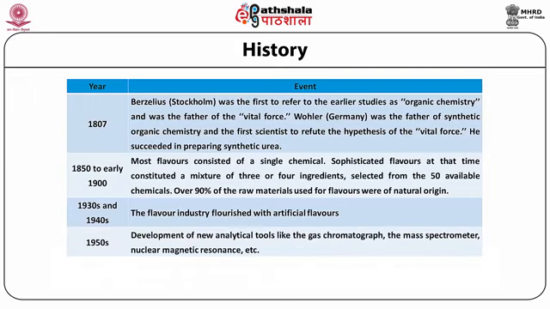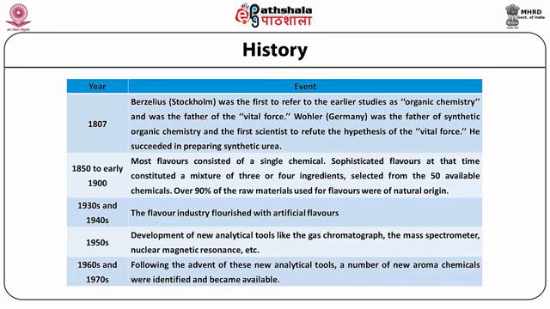Development of new analytical tools like the gas chromatograph, the mass spectrometer, nuclear magnetic resonance, etc. So, they could analyze different chemicals that are actually affecting a particular flavor and their effect. And finally, during the 1960s and around 1970s, following the advent of these new analytical tools, a number of new aroma chemicals were identified and became available.